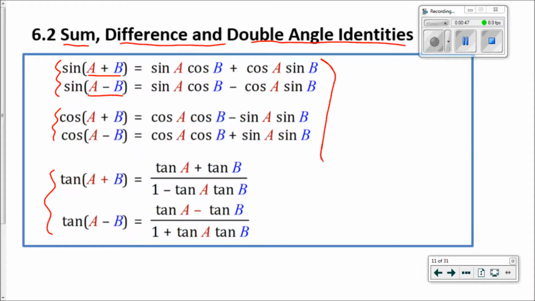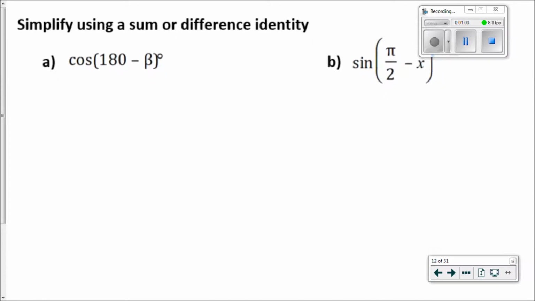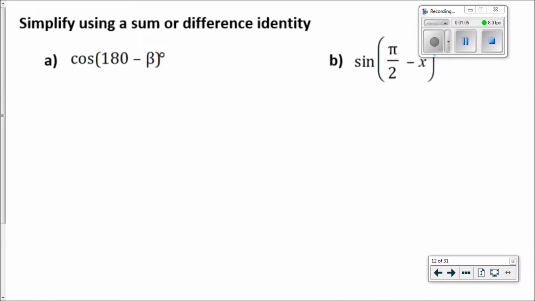It's a little bit more involved calculation for tangent than sine and cosine. All of these identities are on your formula sheet, so you'll need to have that handy to do the work today. And let's just look at a few of them. So we're asked to simplify using a sum or difference identity. In the first one, we've got a difference, subtraction, and a cosine.